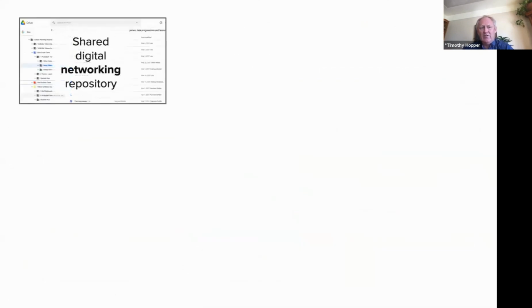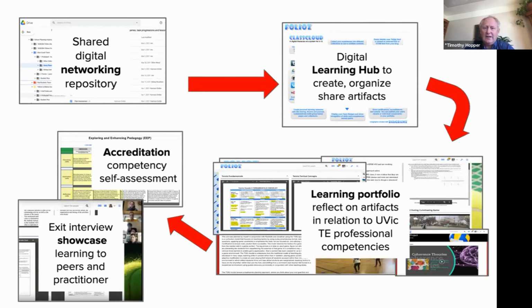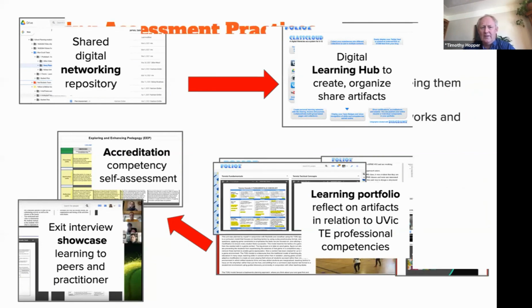So we end up with this network beginning that then leads to this learning hub, which then leads down to the learning portfolio that then becomes accreditation. And at the end, we ended up with a showcase interview, and teachers were interviewing the students as they completed. So this became a cyclic process of doing a portfolio, all based on that networking idea.